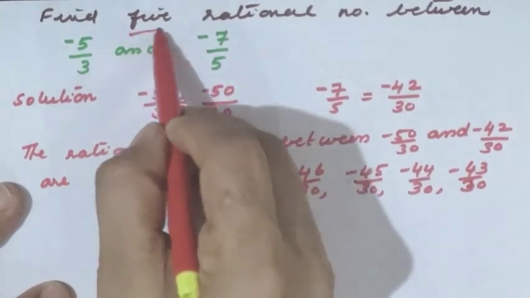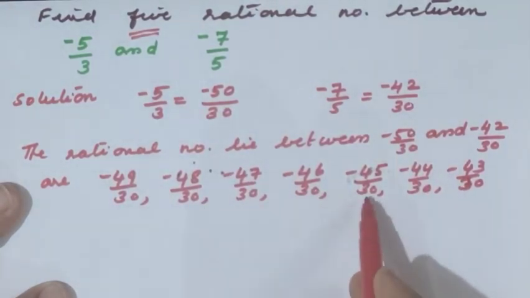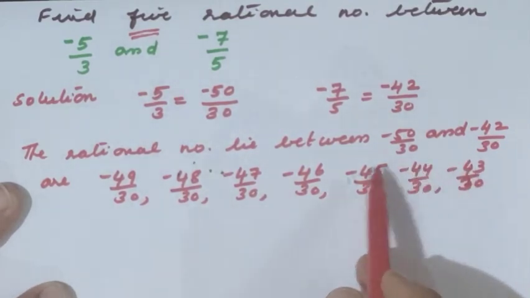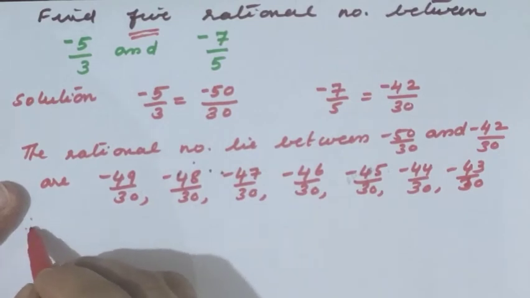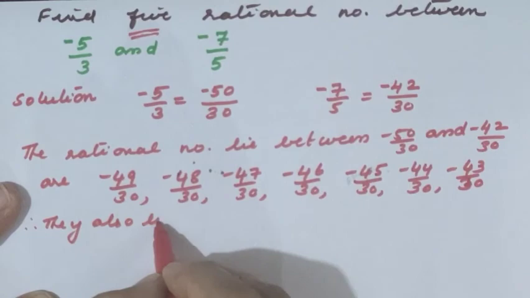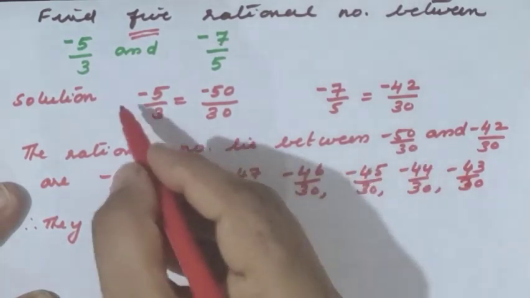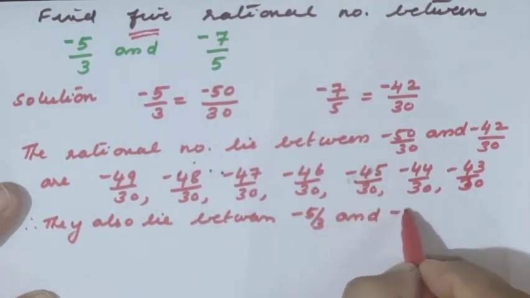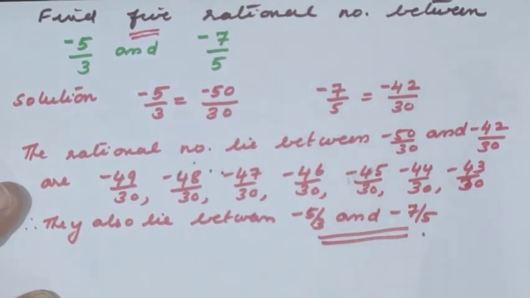But we need only 5, right? We need only 5. We have listed out 7 here. Any 5 we can write or lie between, they are like this we got. But still our question is not completed. Therefore, they also lie between, I have written which number first? Minus 50 by 30. So correspondingly minus 5 by 3 and minus 7 by 5. We can conclude the answer like this.